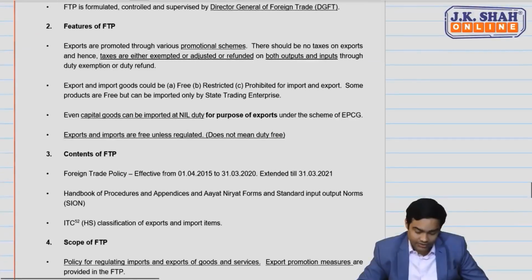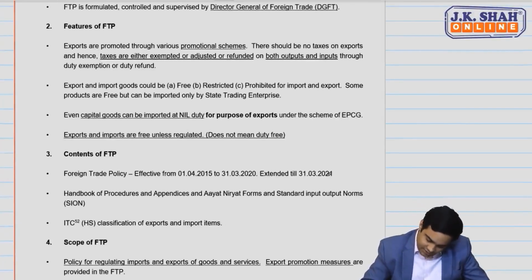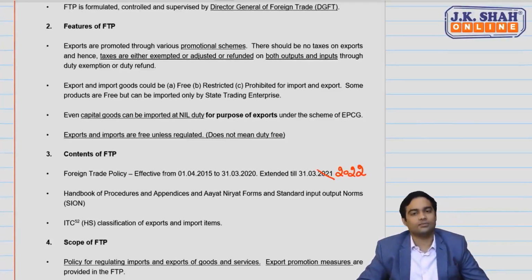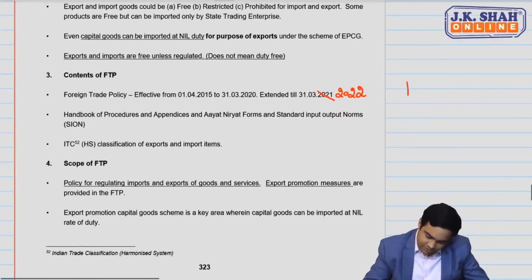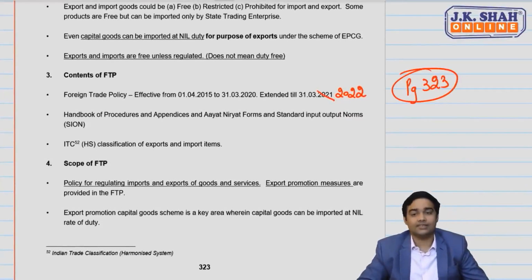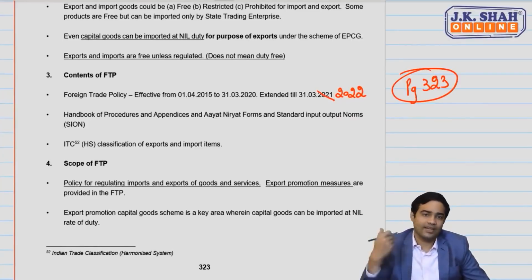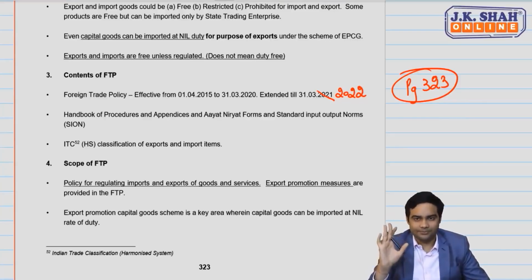Foreign trade policy has been extended. So earlier it was extended till 31st March 2021. Now it has been extended till 31st March 2022. Sir, page number 323. So now it has been extended till 31st March 2022. This you will find in various pages, plus one new scheme added, RODTEP, which I have discussed later. First we'll complete all changes which we can make here.